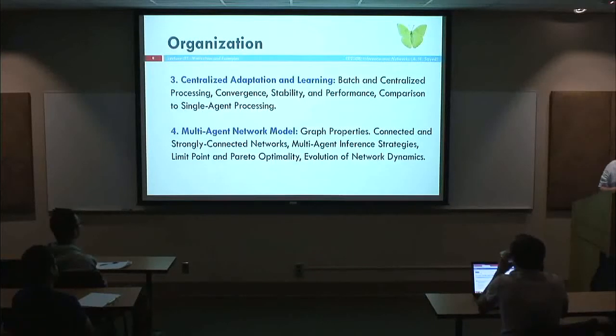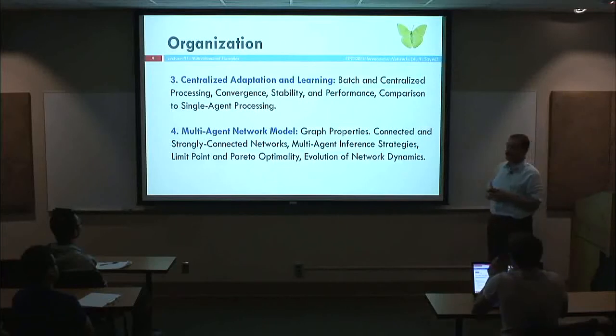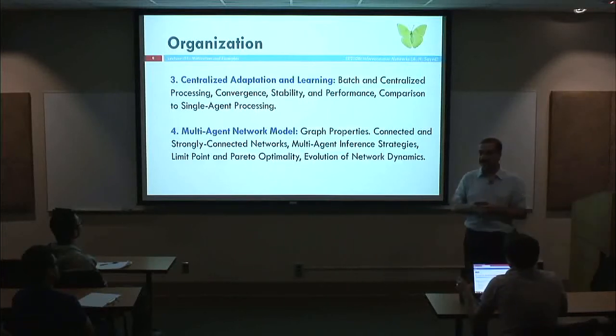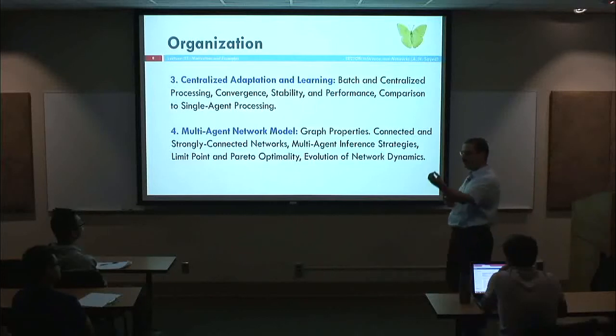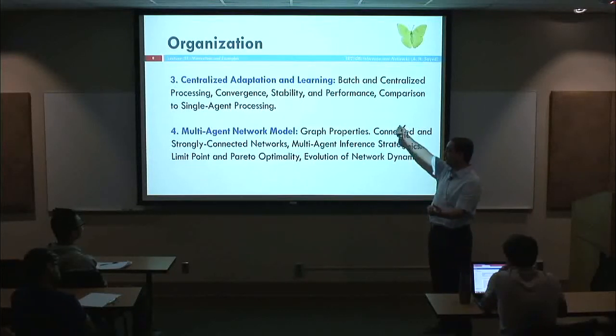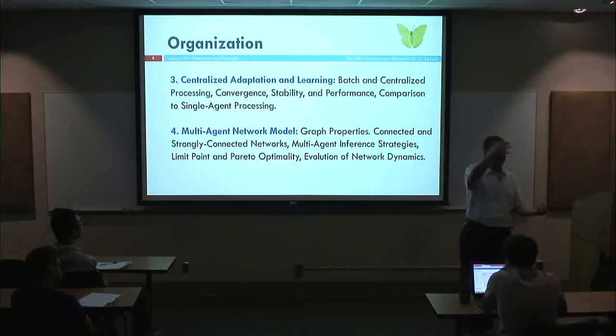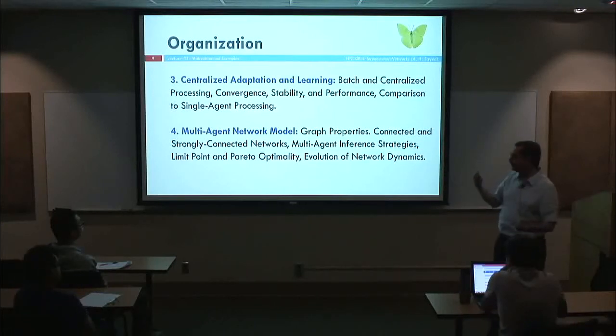In the third part of the course, I'm going to be talking about centralized adaptation and learning. If you collect all the information in a single place, in a fusion center, what's the best performance you can expect from a solution that follows that architecture? And how does it compare to the single agent performance? A single agent working on its own, trying to solve an adaptation, a learning, or optimization problem, how well does it perform compared to a centralized solution that collects the data from many different sources?